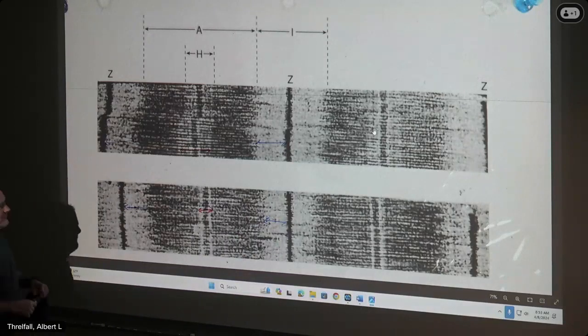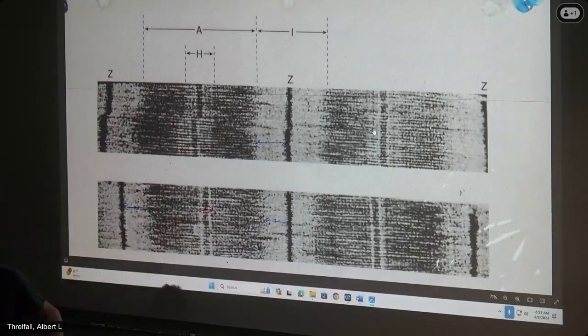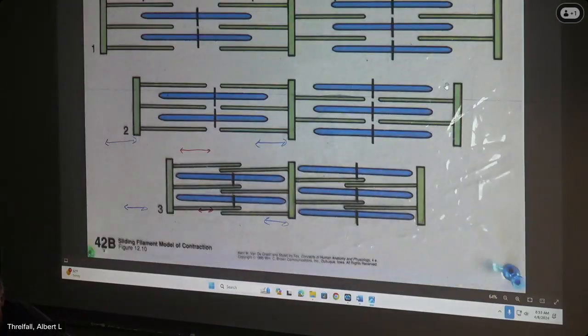And so if the 2 actin myofilaments actually overlap, as we see here, what's going to happen to the H zone? Yes, it becomes negative, but in terms of darkness, lightness, what's it going to do?